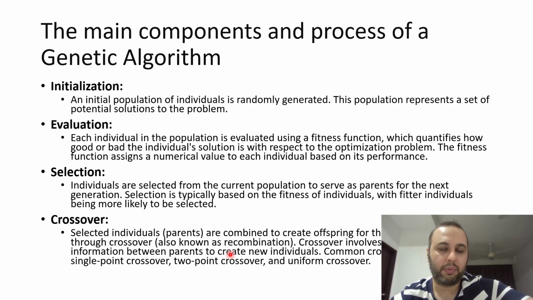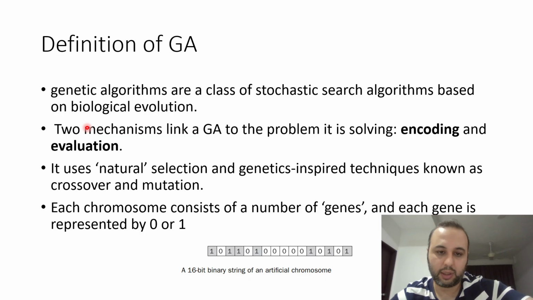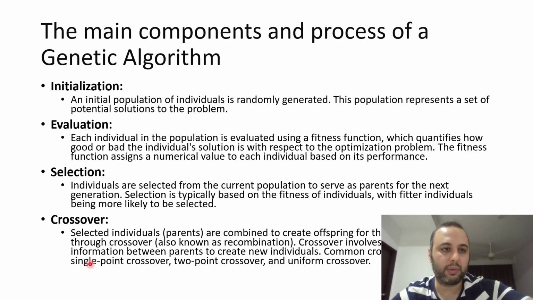So the main components and process of the genetic algorithm: we have initialization of the chromosomes. Each chromosome should be evaluated. Each individual, each chromosome in the population, should be evaluated. We have selection of individuals from the current population, which serve as parents for the next generation. We select the genes to apply the crossover and mutation. Crossover combines parents to create the offspring.